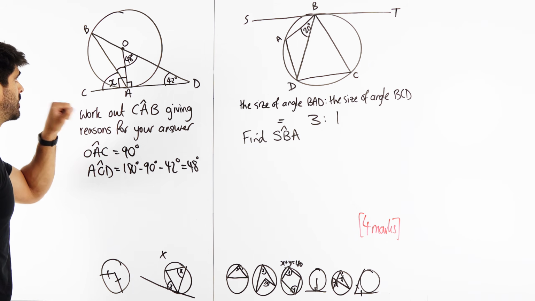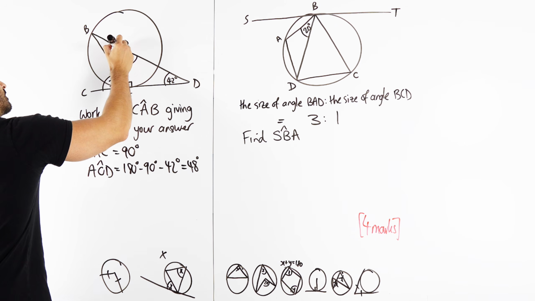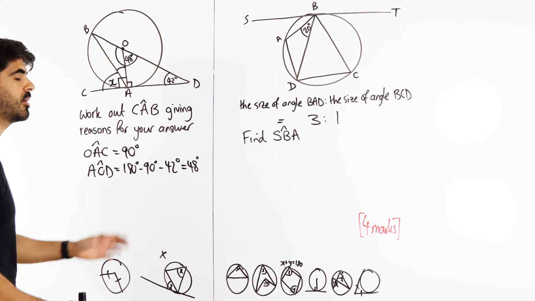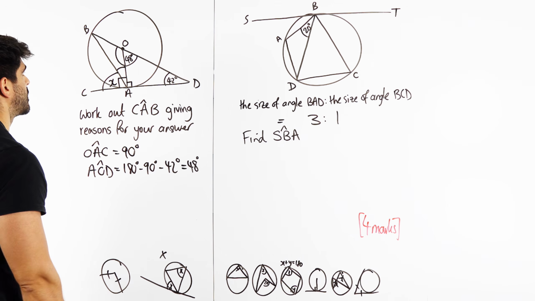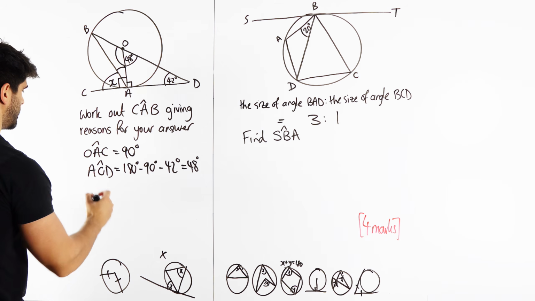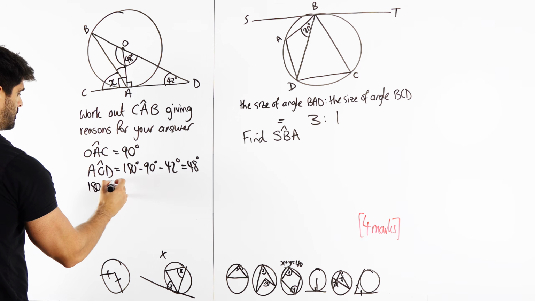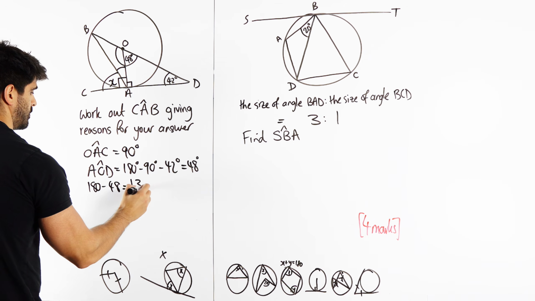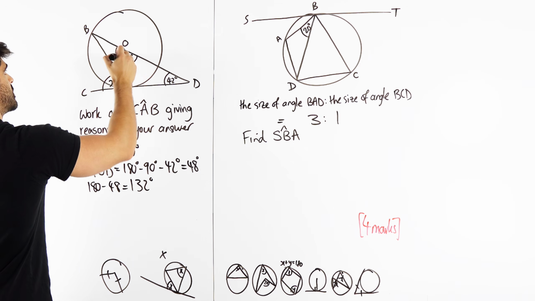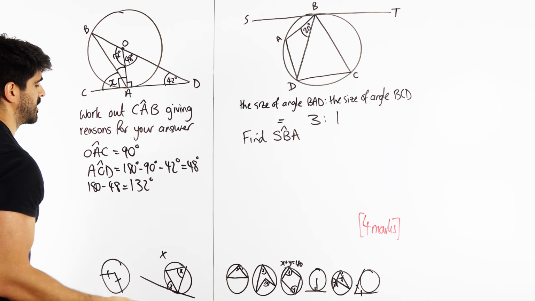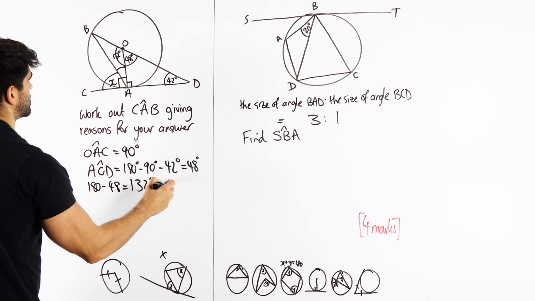Now, we can work out this angle here. So this, I would say, angles in a triangle add up to 180 degrees. I would over-explain everything in the exam, especially if it's a 4 or 5 mark question. Now I'm going to do 180 minus 48, which is 132 degrees. So that's 132. And that's angles on a straight line add up to 180 degrees. This is BOA.